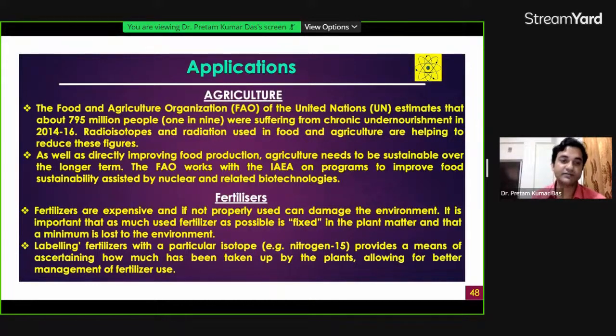Fertilizers are expensive and, if not properly used, can damage the environment. So it is important that as much of the fertilizer as possible is fixed in the plant matter, and that a minimum is lost to the environment. Labeling fertilizer with a particular isotope, for example nitrogen-15, provides a means of ascertaining how much has been taken up by the plant, allowing for better management of fertilizer use. So we can use radioisotopes for fertilizer management systems.